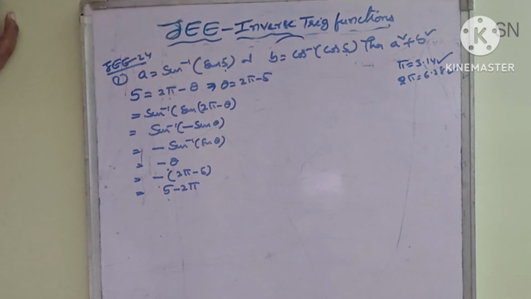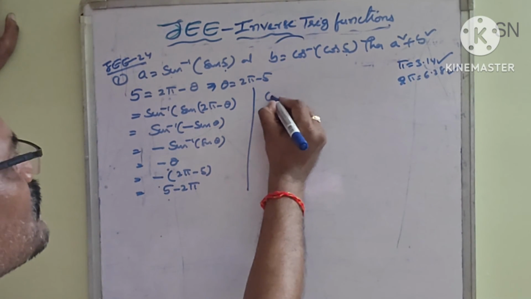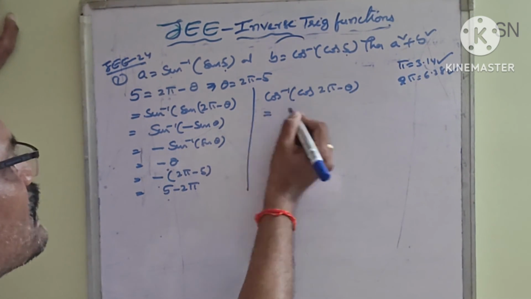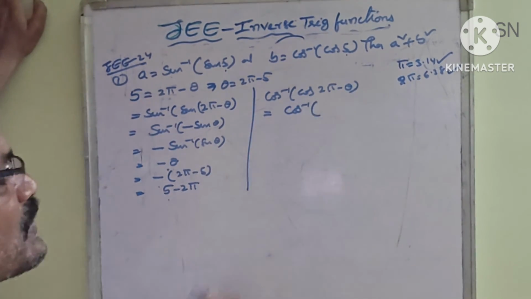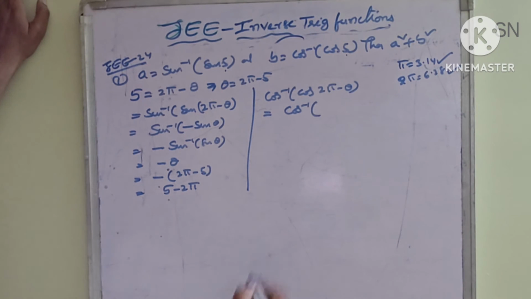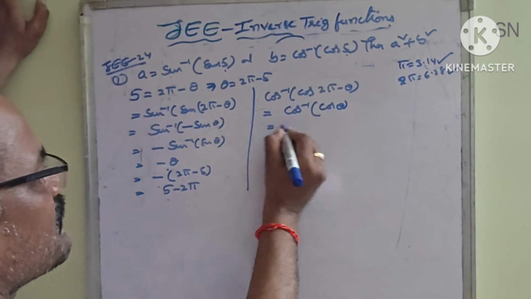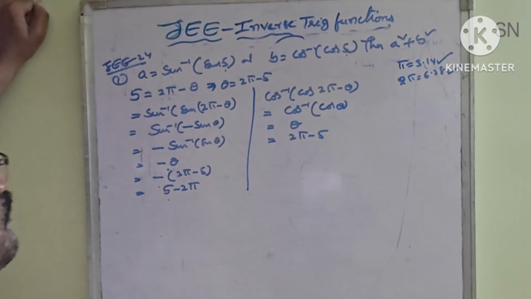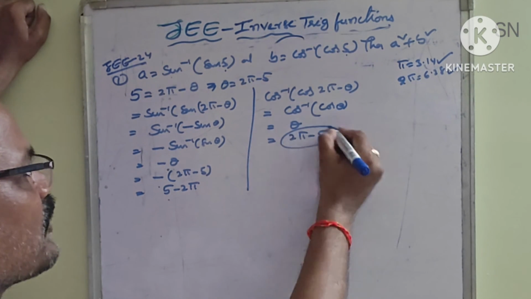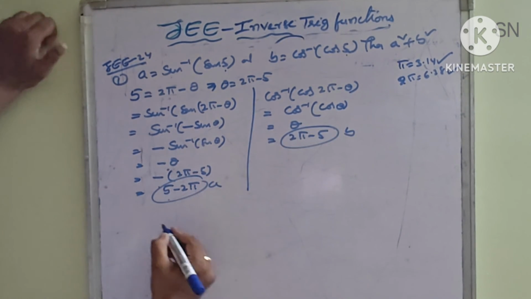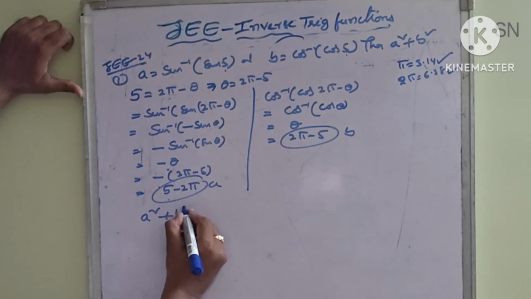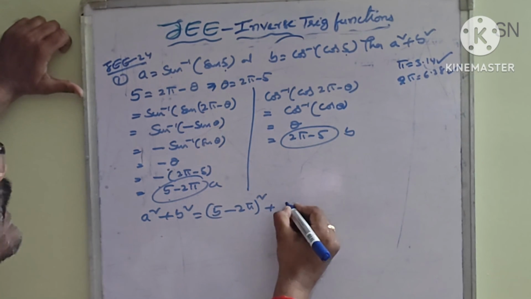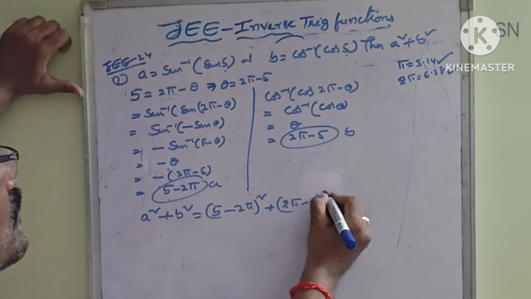This is the sin. And again cos also. So cos inverse of cos 2 pi minus theta. So here cos inverse of 360 minus theta lies in fourth quadrant, cos is positive, cos theta. That is equal to theta. That means theta is 2 pi minus 5. So this value is B, this value is A. Now take the value A square plus B square. What is A? 5 minus 2 pi whole square. Now what is B? 2 pi minus 5 whole square.